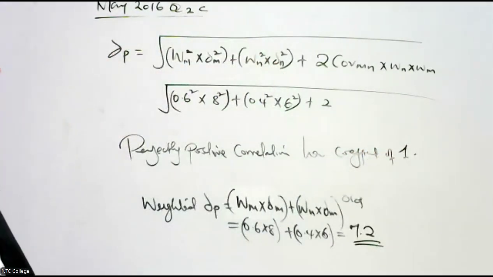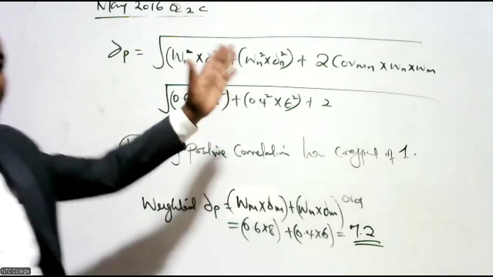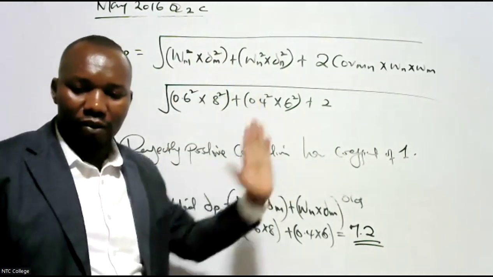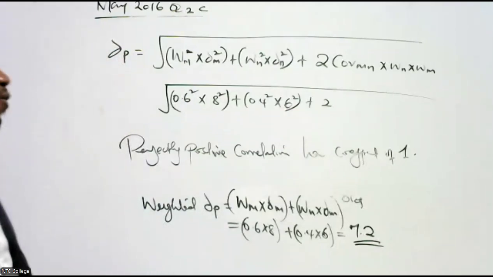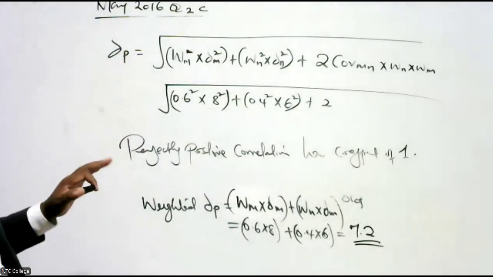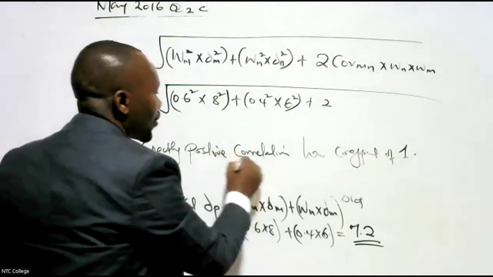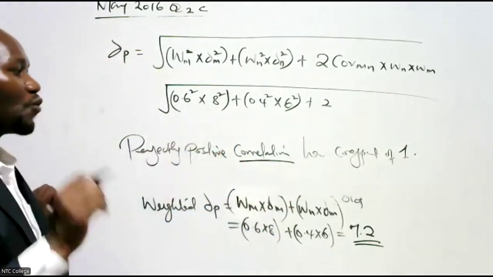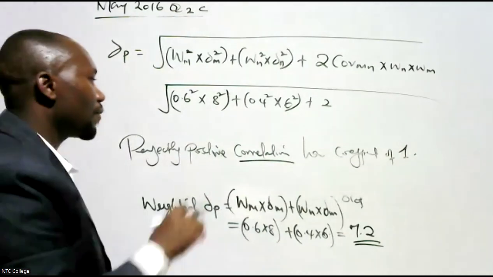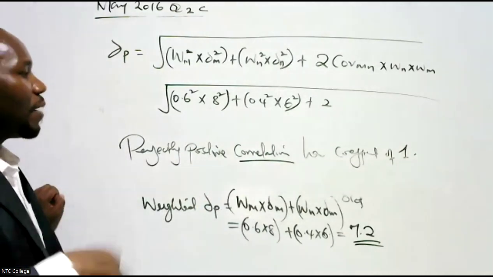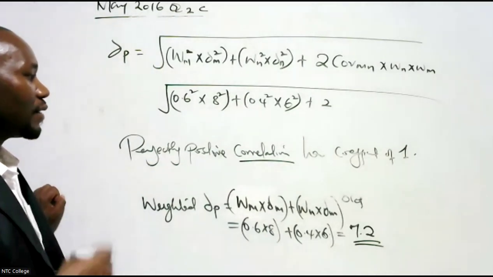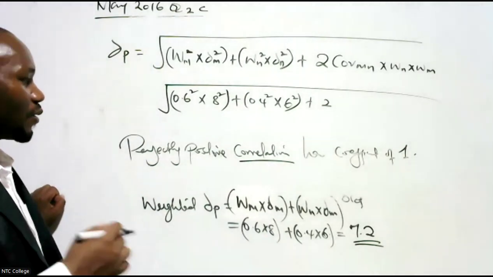If it is perfectly negatively correlated, the coefficient is -1. But this one is +1 because they are going in the same direction. So the coefficient of correlation between these two items is equal to 1. The coefficient of correlation between perfectly correlated securities in a portfolio is 1.